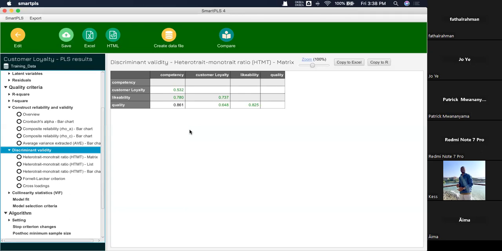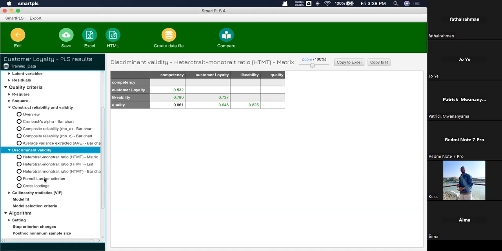Now, the interesting thing is that if your data does not satisfy the condition for HTMT, you can always consider the other two criteria. You can use any of them to validate your discriminant validity. You don't need to report all of them. You just choose the one that your data was able to satisfy.